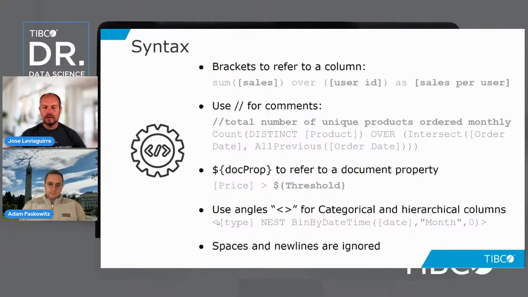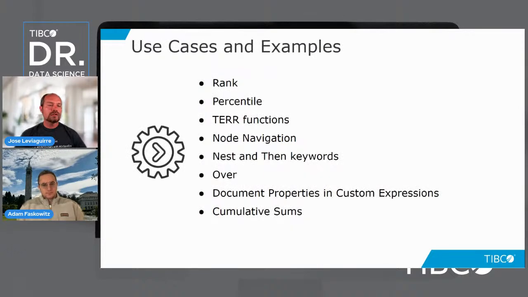Sometimes it's automatic. Spotfire knows that you're dealing with a categorical axis, but sometimes you get some error because it's expecting those brackets, and spaces and new lines are ignored, so sometimes it doesn't really format the indentations and whatnot. So let's get started with some of these use cases and examples. We're going to go through the rank, percentile, TERR functions, then the node navigations, general concepts about node navigations, and then we are going to hand it over to Adam so he can go on with the rest of the presentation.